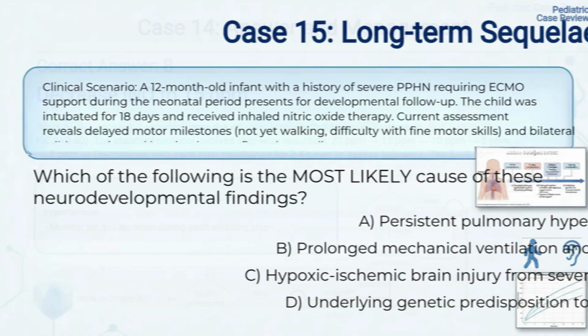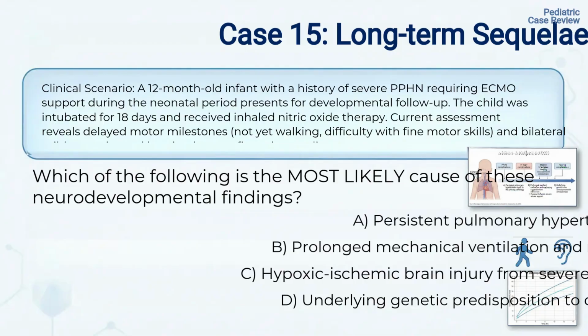Case 15. A 12-month-old infant with a history of severe PPHN requiring extracorporeal membrane oxygenation support during the neonatal period presents for developmental follow-up. The child was intubated for 18 days and received inhaled nitric oxide therapy. Current assessment reveals delayed motor milestones. The child is not yet walking and has difficulty with fine motor skills, and bilateral mild sensorineural hearing loss confirmed on audiometry. Which of the following is the most likely cause of these neurodevelopmental findings?